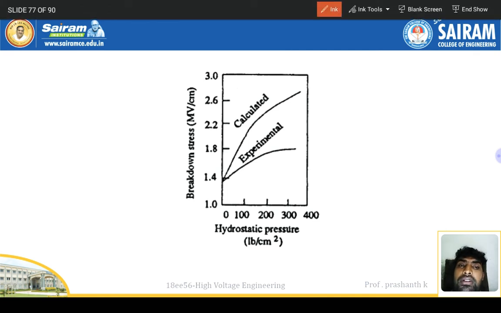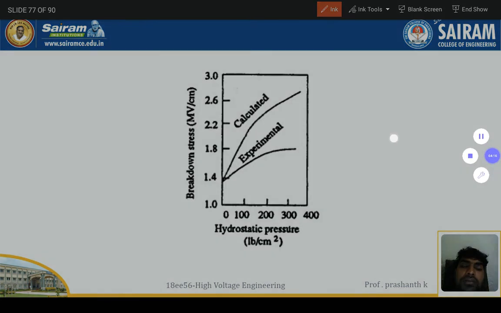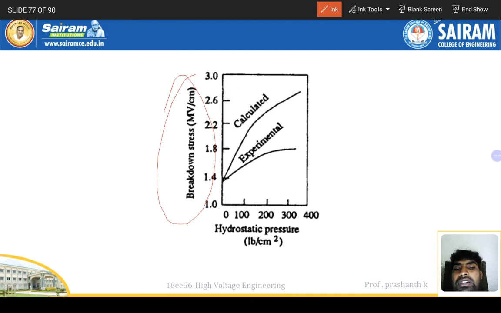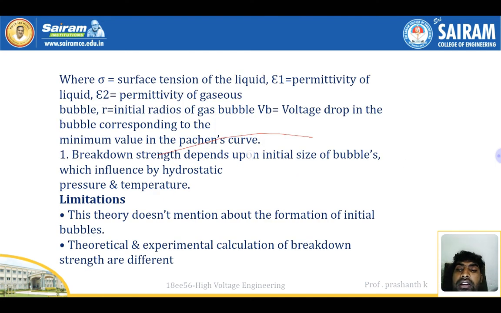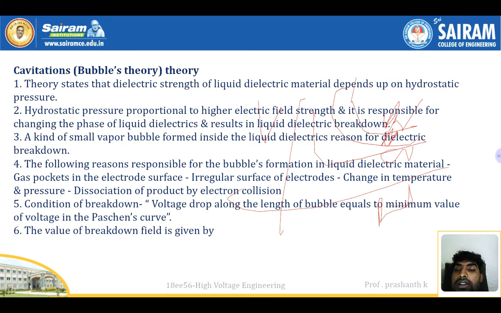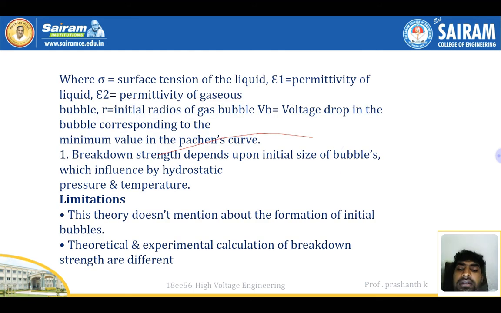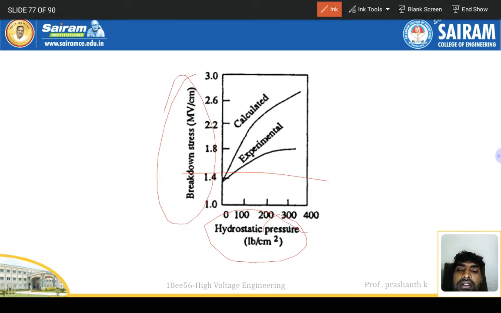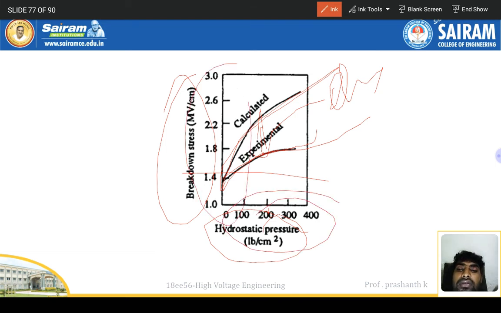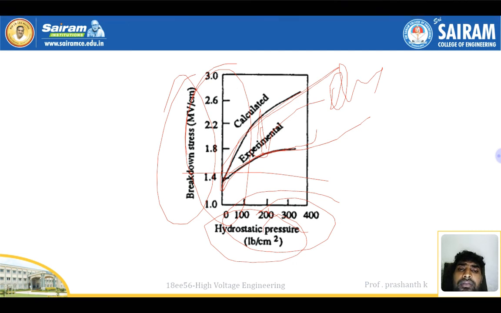This is the curve we are referring to for the bubbles theory, right? The breakdown stress is this one; we have taken 1, 2, 3. As I already mentioned, hydrostatic pressure is directly proportional to the breakdown strength, and the field strength is directly proportional to the hydrostatic pressure. If this is the experimental value and this is the calculated value, a slight deviation will be there, right? The axes run 0, 100, 200, 300 and 400, and 1.4, 1.8, 2.2, 2.6 and 3 is the range.